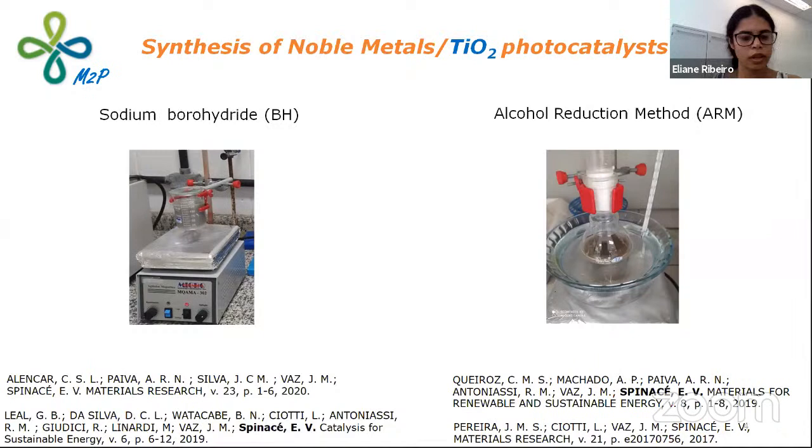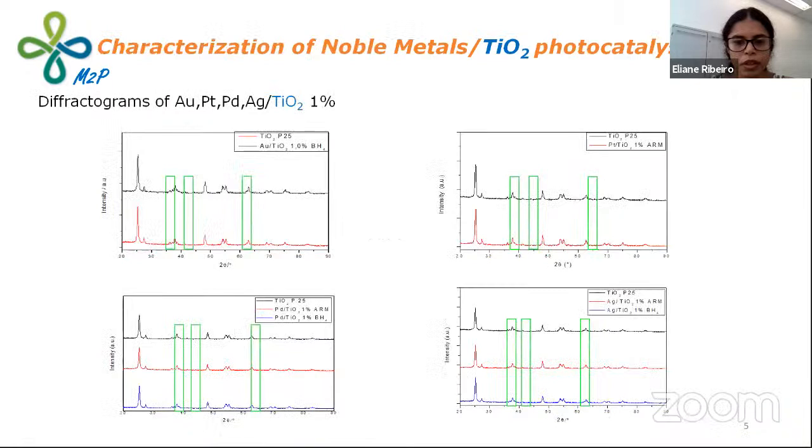The advantage of this method is that it is a simple method to obtain the nanoparticles, and we don't use surfactants, promoting nanoparticles free of contaminations on the reactions. These methodologies are now known by our research group as references.